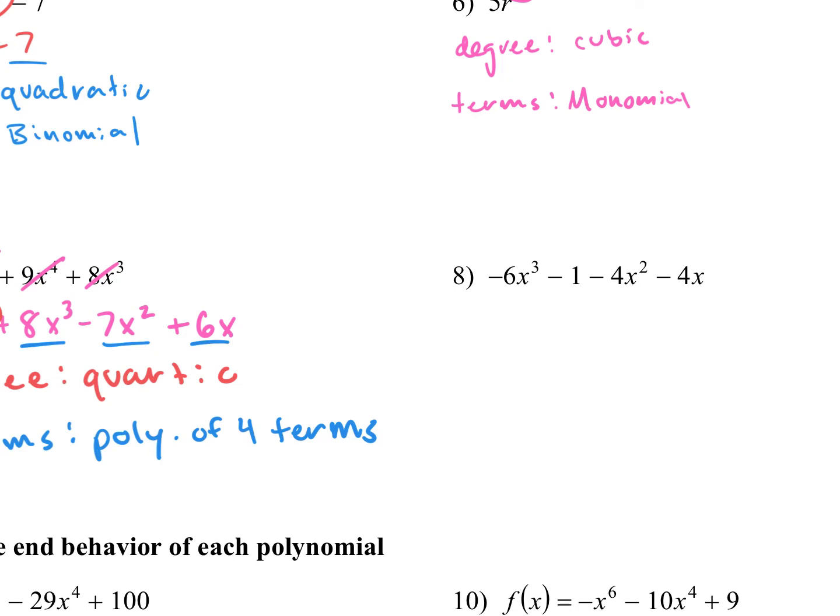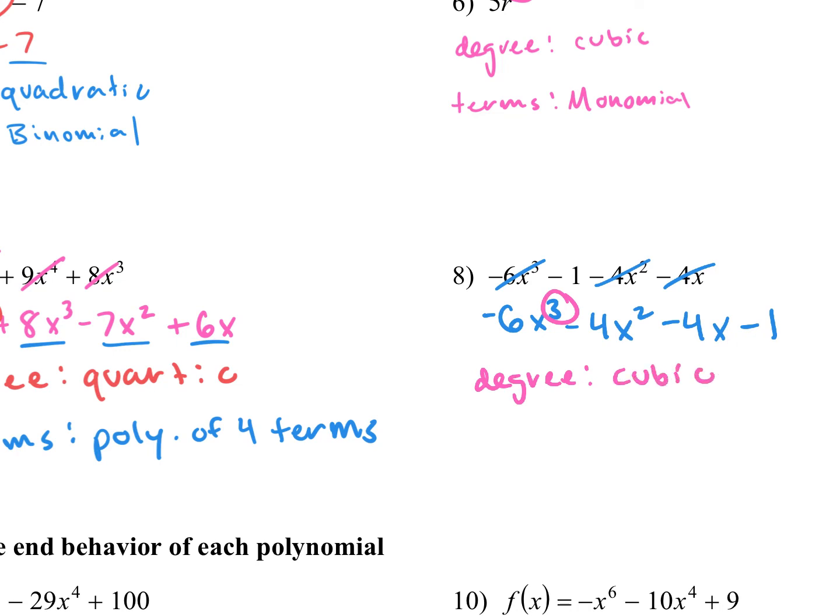All right, last one, number 8. How do I put it in standard form? Negative 6x cubed. What comes next? Negative 4x squared minus 4x minus 1. How do I classify it by degree? 3 makes it cubic. And number of terms? Again, polynomial of 4 terms.